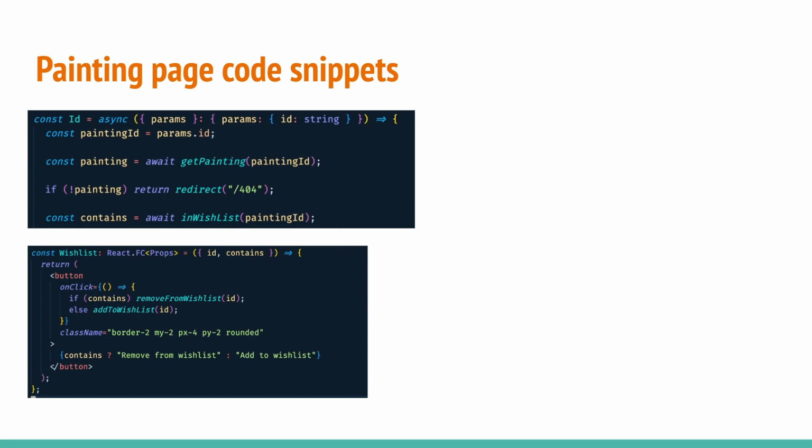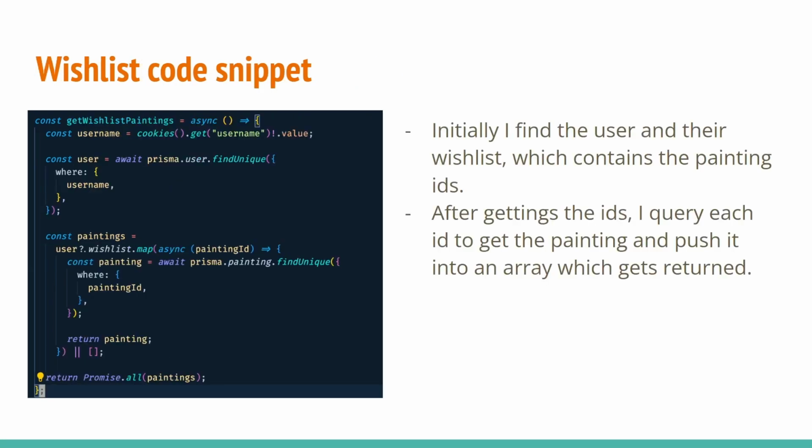So there's the wish list. You can access it from the home page, and it basically stores all the houses that you were going to buy in the future. So, get wish list painting. Basically, what I do is I get the username from the cookie, and I find the user, and then I access the wish list of the user.